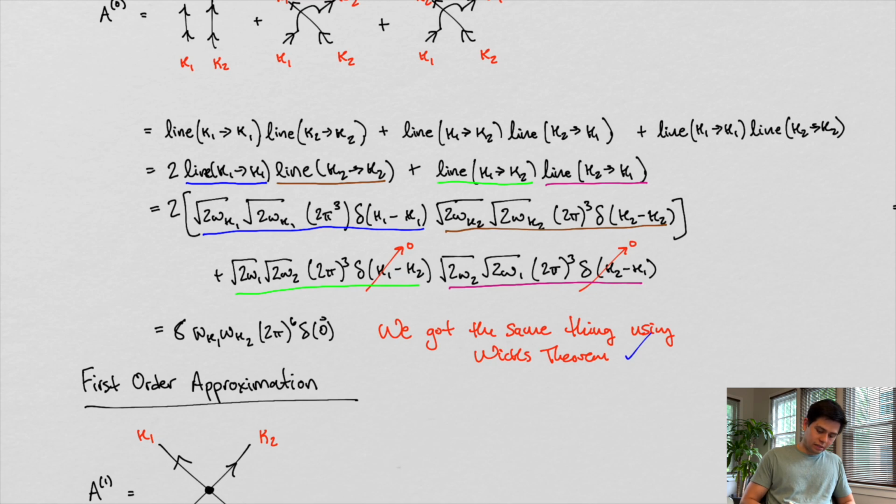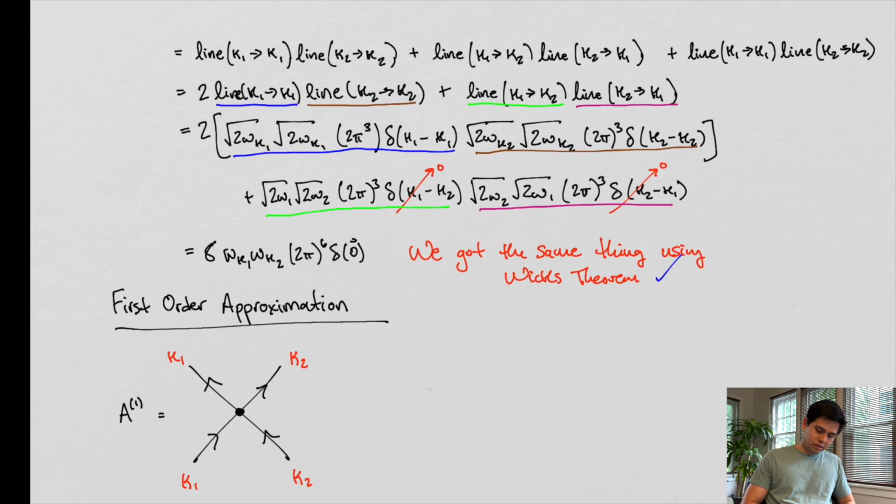And we can see that this guy goes to 0 because K1 and K2 are not the same. Same thing here. So these guys go to 0. So we're left with this term right here. What is this, right? So we have square root of 2 times square root of 2, that's just 2. Square root of 2, square root of 2, that's just 2. So 2 times 2 times 2, well, that's going to bring us our 8.